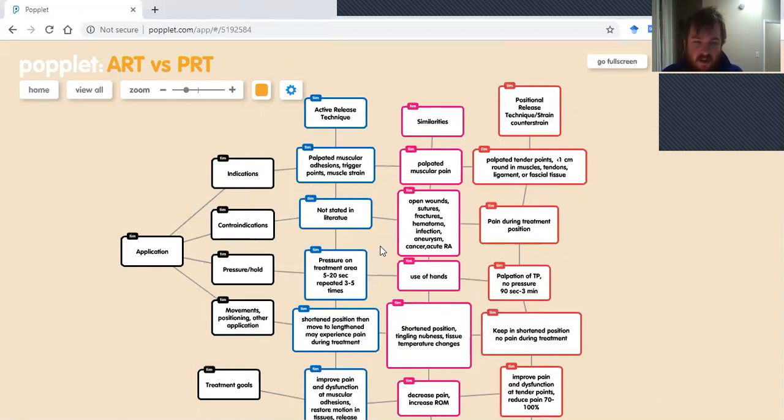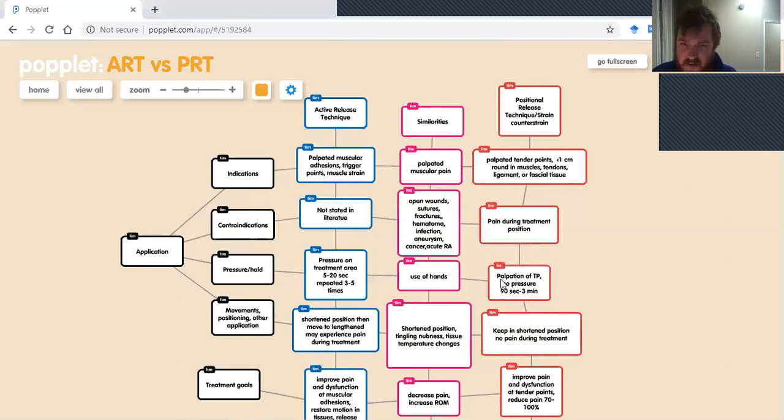The big difference between these two techniques is the pressure and the hold, along with the movements and positioning. With the active release technique, you're applying pressure on the treatment area, applying compressive and shear forces. A lot of times it's not just pushing straight down, it's pushing down on the tissue and across the tissue. You're doing that for about 5 to 20 seconds, and you repeat that 3 to 5 times. And with both of these techniques, you're using your hands.